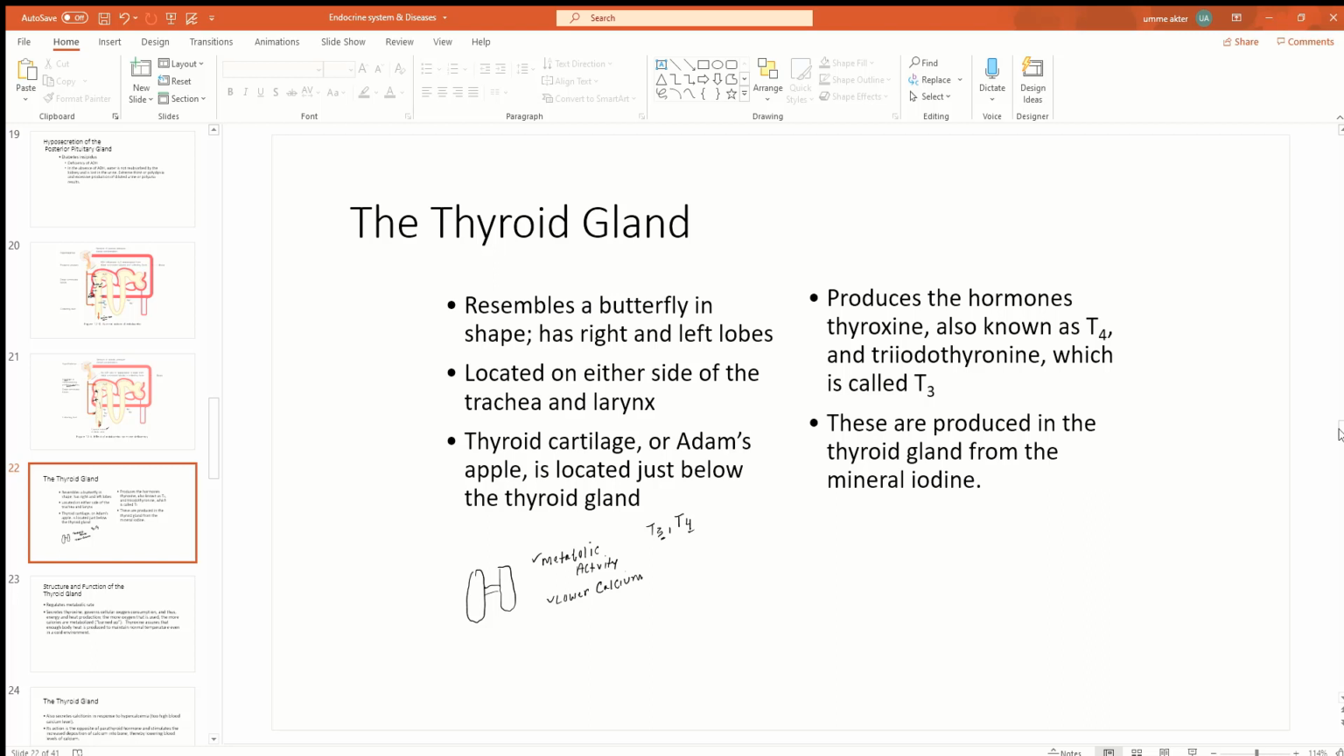It's in the name. Triiodo means 3 iodine atoms. Tetraiodo means 4 iodine atoms are in these hormones. Okay, and these two hormones increase the metabolic activities of the body. So the metabolism is increased. And another hormone produced by the thyroid is called calcitonin. This one lowers the blood calcium. Calcitonin lowers the blood calcium.